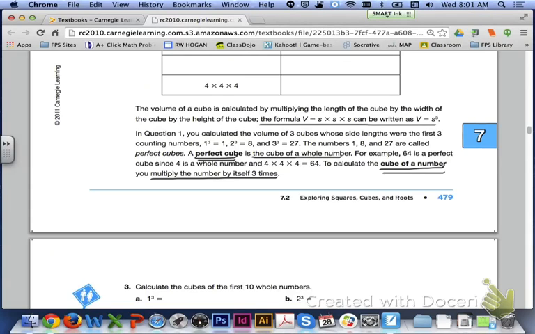The numbers 1, 8, and 27 are called perfect cubes. A perfect cube is the cube of a whole number. For example, 64 is a perfect cube since 4 is a whole number, and 4 times 4 times 4 is equal to 64. In order to calculate the cube of a number, you multiply the number by itself 3 times.